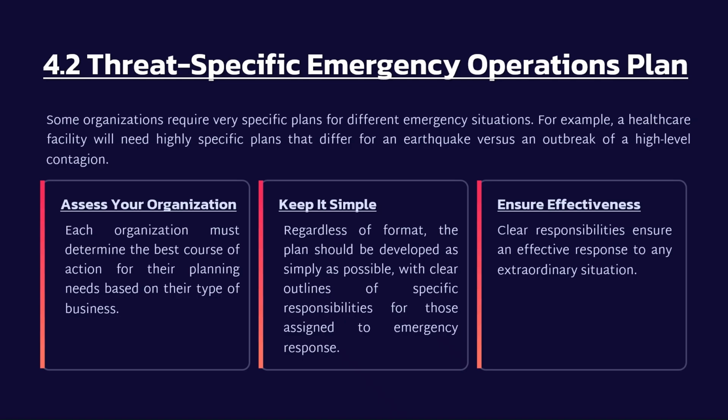First is assess your organization. Each organization must determine the best approach for planning based on its specific operations, risks, and environment. Second is keep it simple. Regardless of the format used, the plan should be easy to understand and clearly outline responsibilities for those assigned to respond during emergencies. Third is ensure effectiveness. The emergency plan must clearly define roles, responsibilities, and procedures so that response teams can act quickly and efficiently during extraordinary situations. A well-designed threat-specific plan ensures that specialized risks are addressed without creating confusion during an emergency.